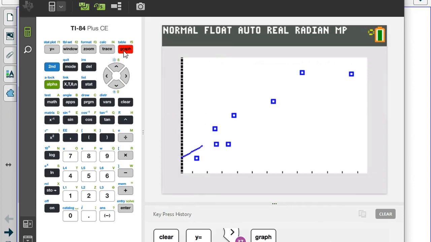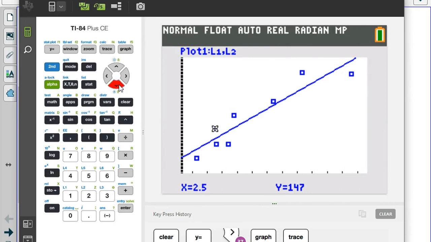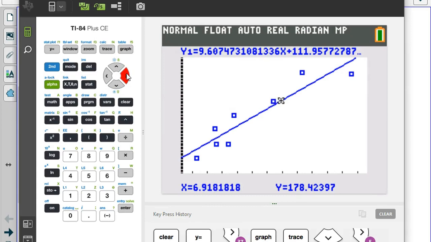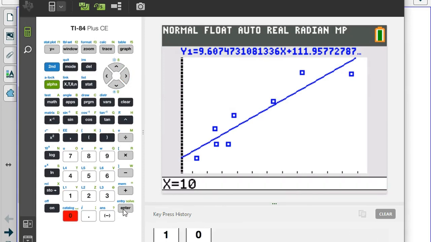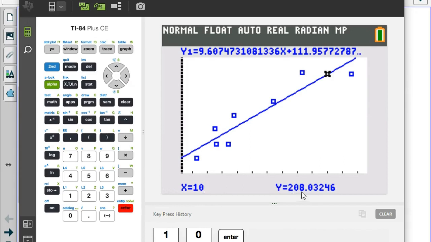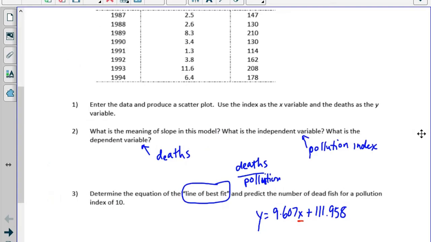So if I graph, oh my gosh, look at this! It's actually going to graph the line with the actual data values. And if I hit trace and hit the down arrow, now I'm actually on the line and I can move my cursor all along. If I type in 10 and hit enter, it's going to give me the exact value, rounded to a lot of decimal places. So I can say 208.032 is the answer rounded to 3 decimal places for this particular problem.